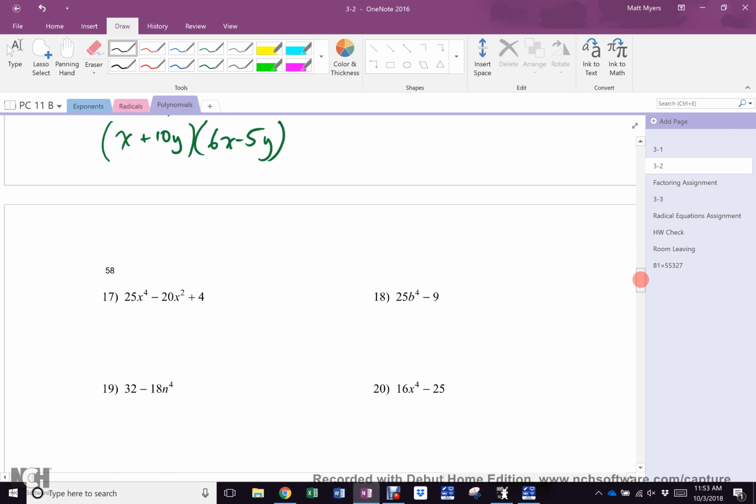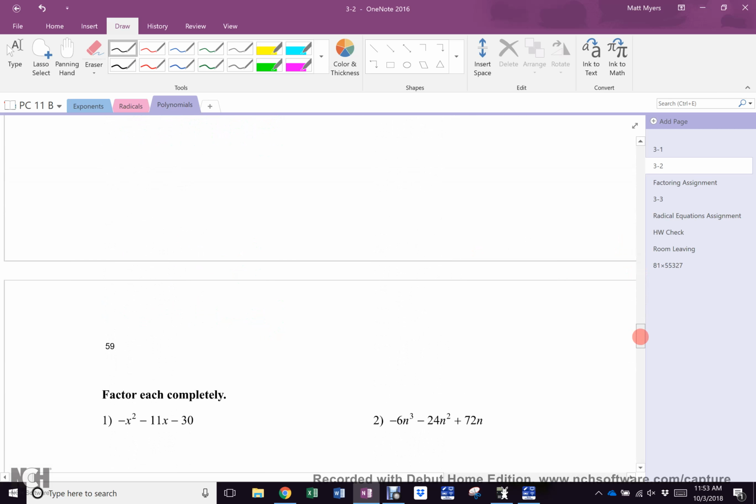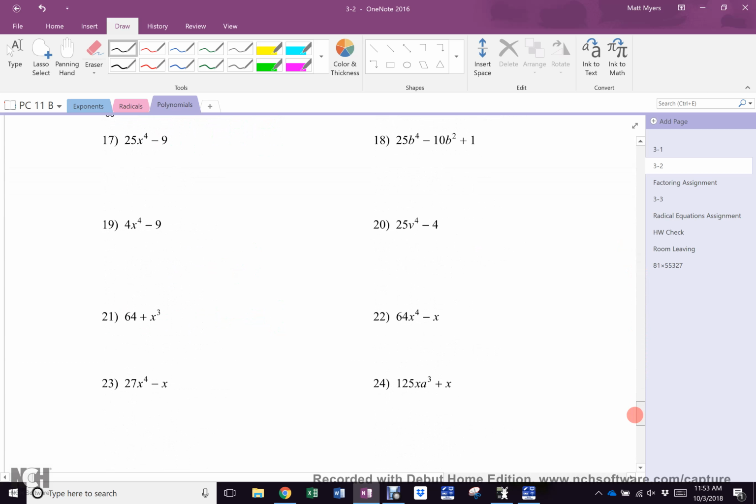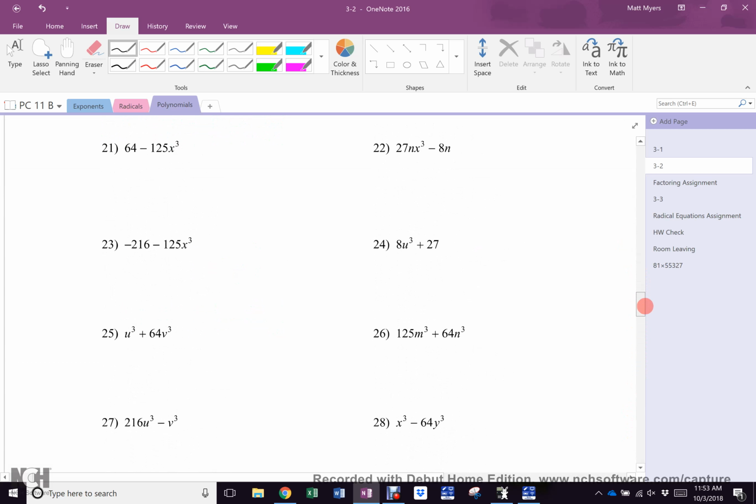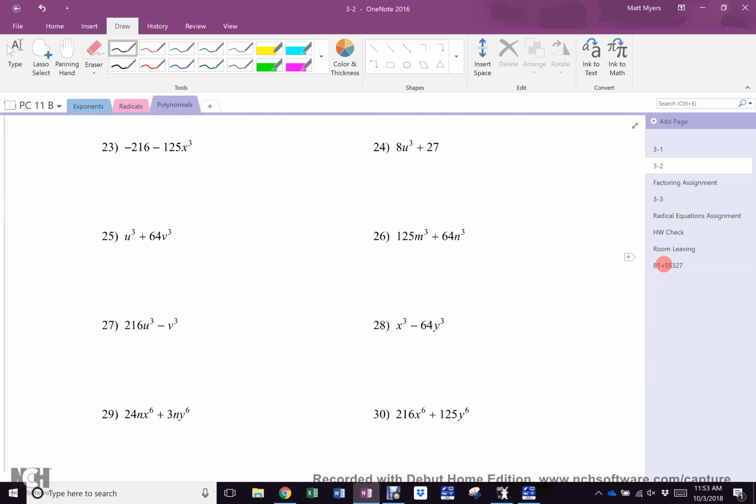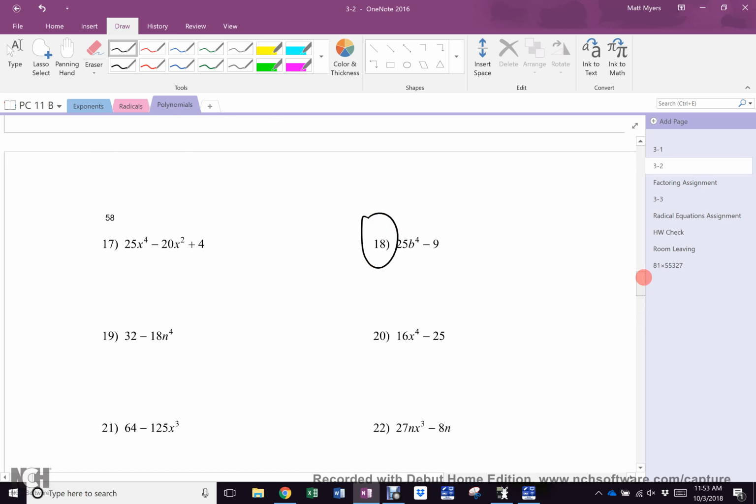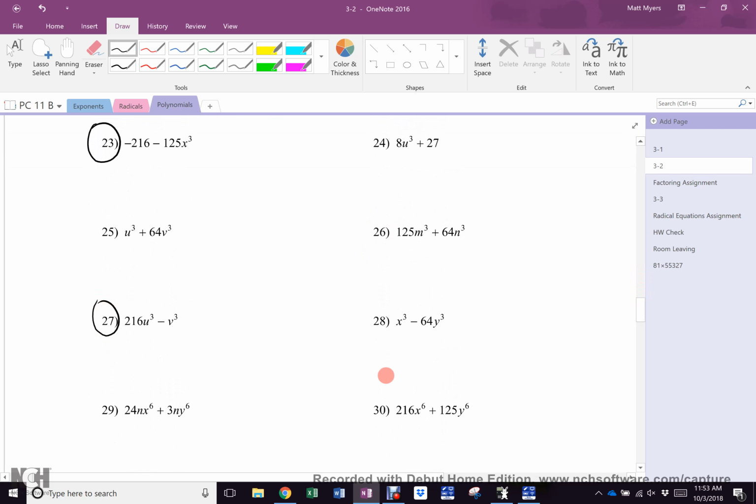So here's what I'm going to do. I'm going to pick a few at random from 58 and 59 and 60, and we'll see how we're doing. So 58. You guys choose a number. Give me a number between 17 and 30. 23. I got an 18. We'll do 4. 29. 27 and 29. Okay. Well, 29 is the exact same as 30. So if you can do 29, you can do 30.